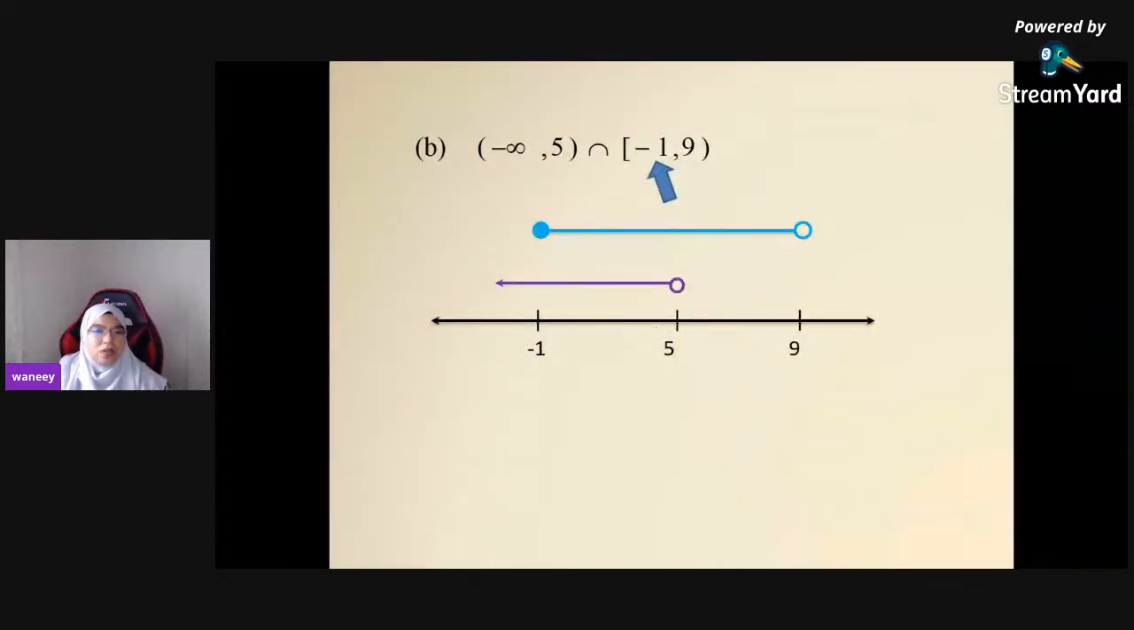Okay, so be careful at -1. This is a dense circle because this is a square bracket. This is a simple bracket, so this one should be an empty circle. So now you want to overlap them together. So find the place where they overlap. So overlap them together, and I get this region.